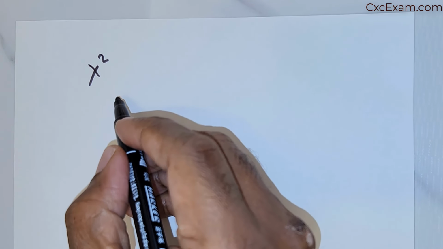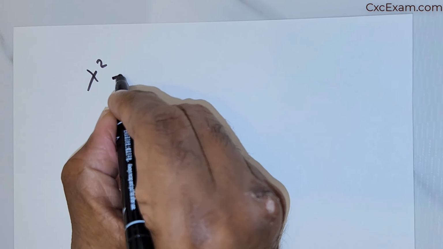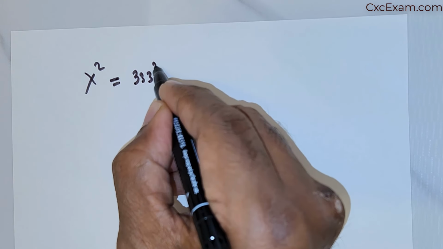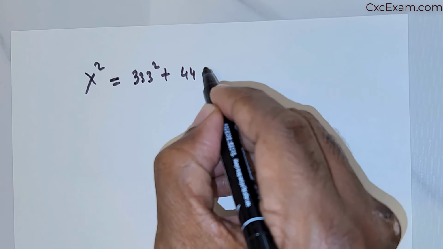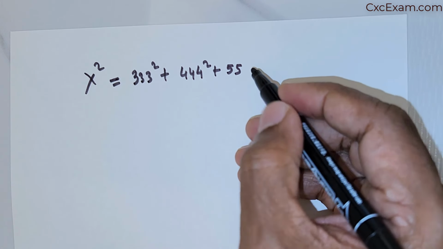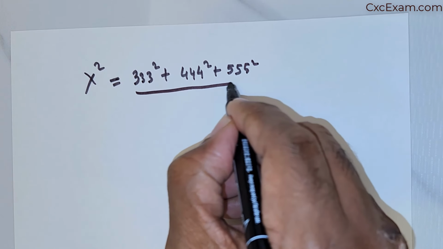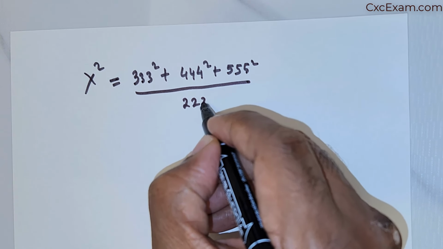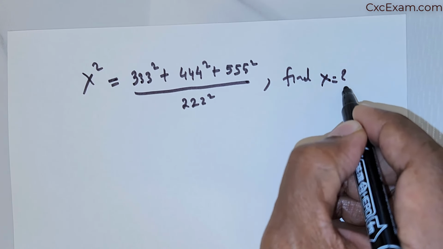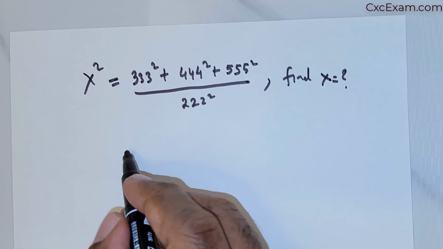Okay, we have the following system being given. x squared is equal to 333 squared plus 444 squared plus 555 squared, divided by 222 squared. We are asked to find the value of x.